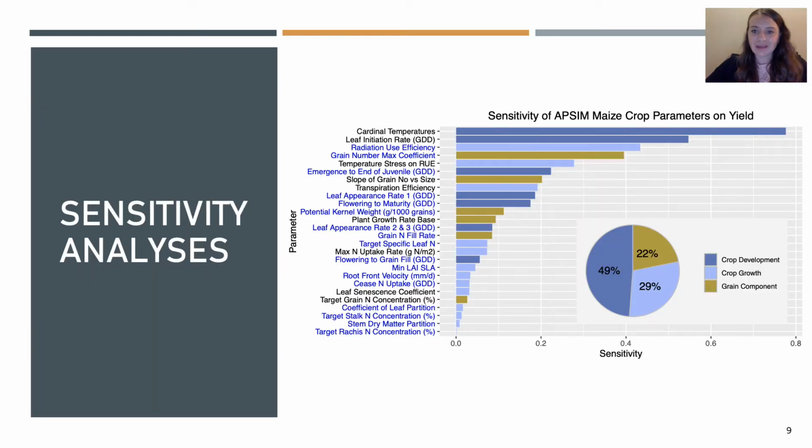To help guide us in the calibration process and better understand parameters affecting traits of interest like yield, we performed some sensitivity analyses. We assessed the sensitivity of 26 different APSIM crop and cultivar input parameters, 17 of which were actually used in our calibrations and are highlighted in blue on the y-axis. We found that 49% of the yield sensitivity was due to crop development parameters, which really highlights the importance of phenology. 29% was due to crop growth parameters and 22% due to grain component parameters. It also shows high sensitivity of parameters like cardinal temperatures, leaf initiation rate, and radiation use efficiency, for example.